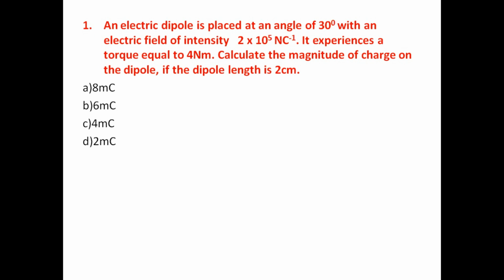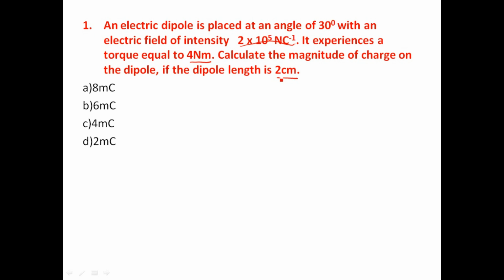An electric dipole is placed at an angle of 30 degree with an electric field of intensity 2 into 10 to the power of 5 Newton per coulomb. It experiences torque equal to 4 Newton meter. Calculate the magnitude of charge on the dipole if the dipole length is 2 cm.